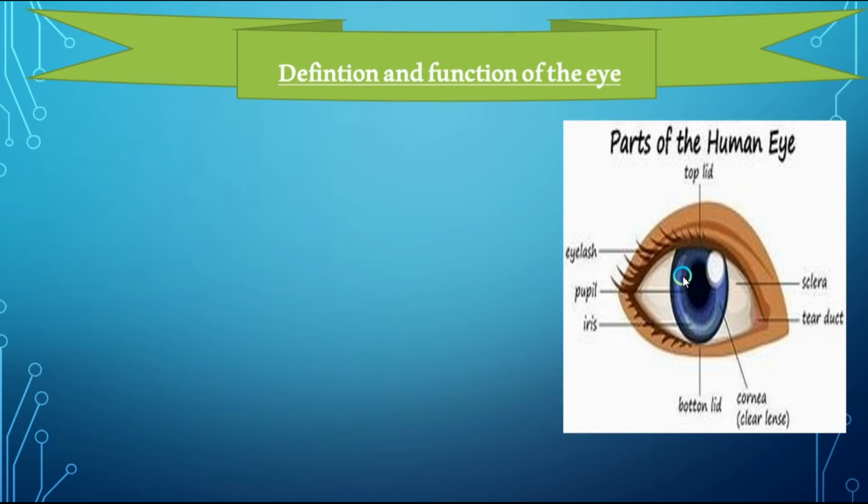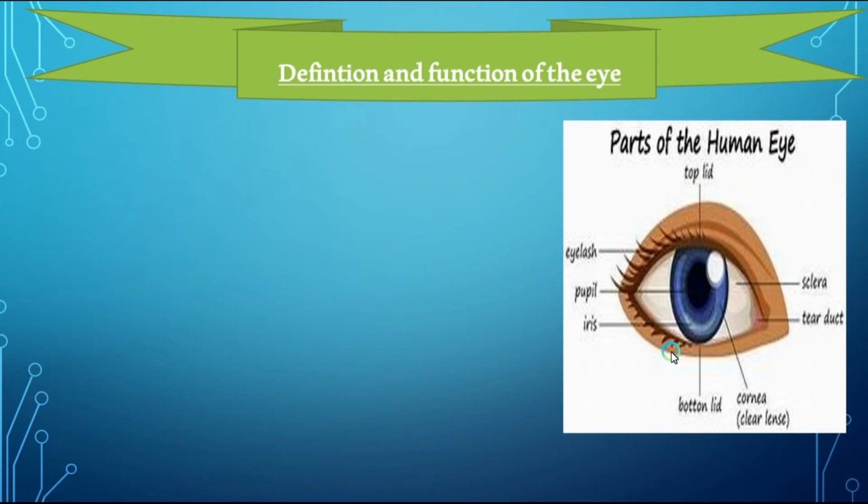And then the pupil is surrounded by the iris. You are going to see here, this one is the pupil surrounded by the iris. The iris surrounds the pupil. The iris and the pupil are covered by the cornea, the very clear lens. This clear lens is called the cornea. And also we have the eyelashes and the eyelid, the sclera and the tear duct. This is the external part of the eye.